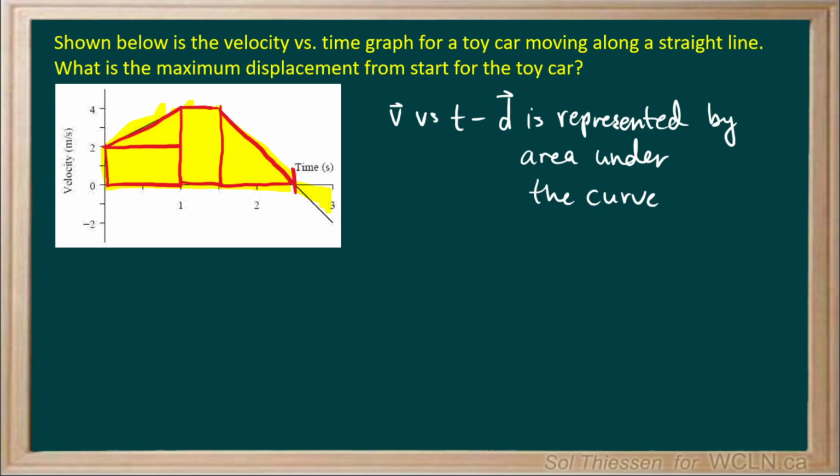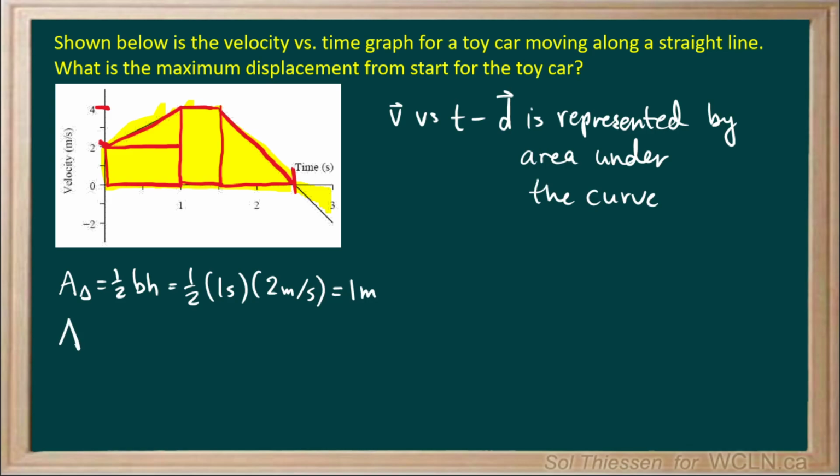So let's do that. First we'll start with the triangle in the top left. Remember, area of a triangle is 1/2 base times height. In the top left, the base is going to be 1 second. The height is going to be 2 meters per second, so it's the difference between 4 and 2. So it's 2 meters per second. This is equal to 1 meter.